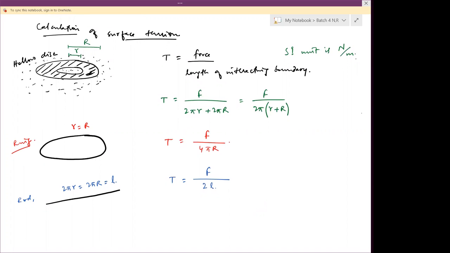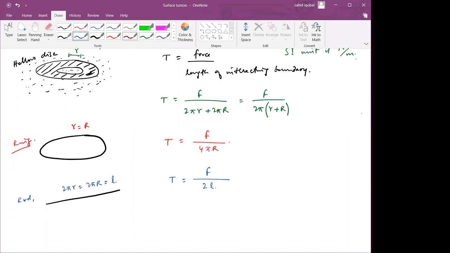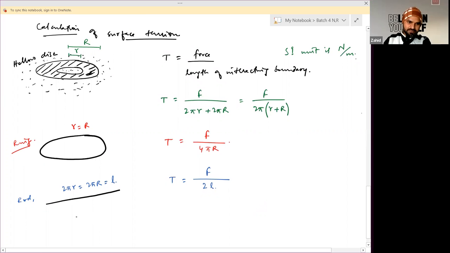Next, if you have a complete disk like this, the smaller radius will be 0 in this case. So small r equals 0. If you put this term in the above formula, you will get surface tension equals force divided by just 2 pi R only.